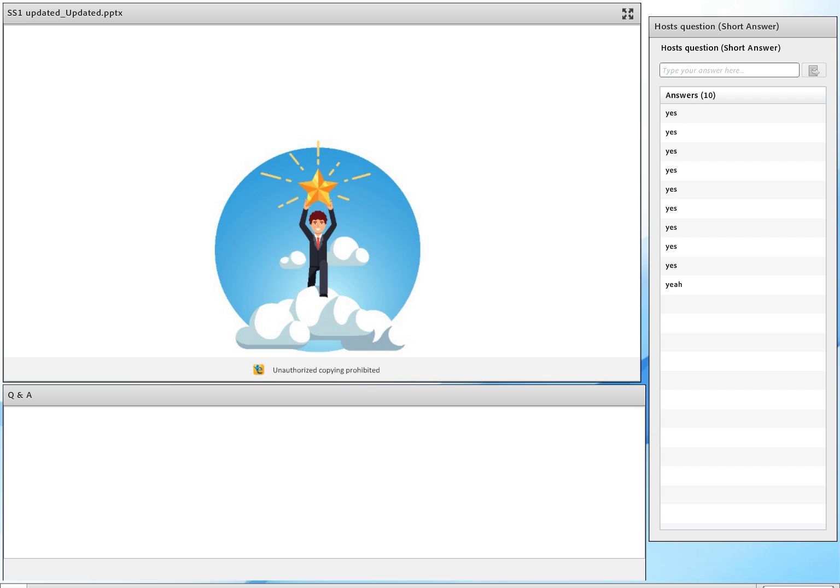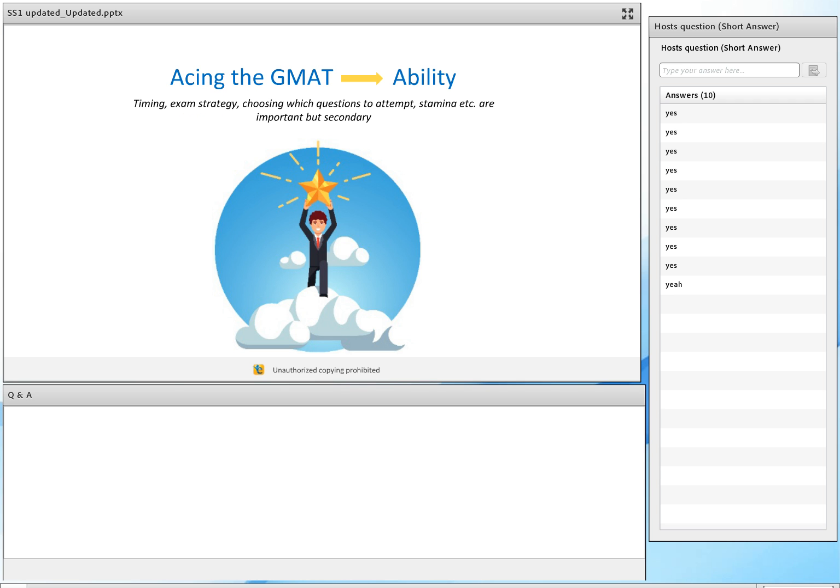Okay. So the key thing that I want to make sure that you remember is that when it comes to acing the GMAT, it's about building ability. And all of these other things, hey, time management, exam strategy, choosing which questions to attempt, they're important, but not even remotely as important as building ability.